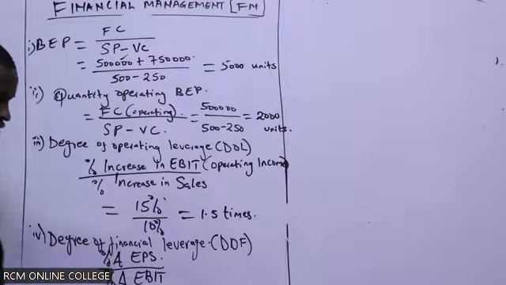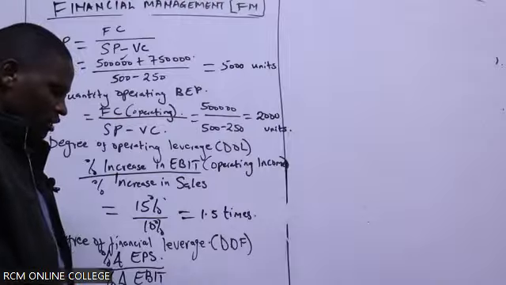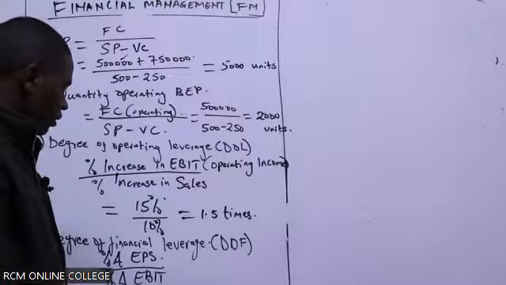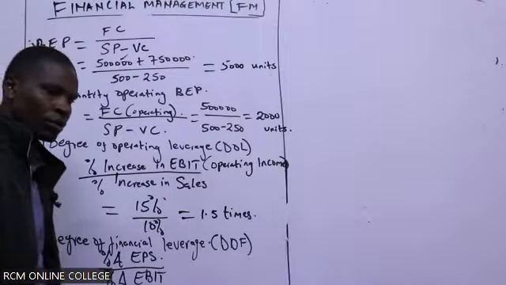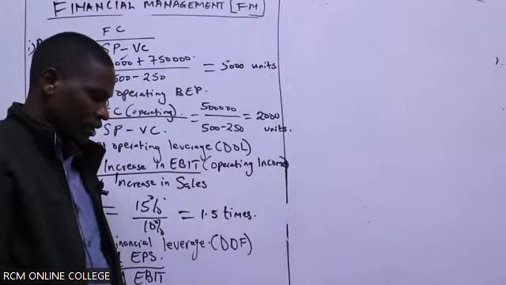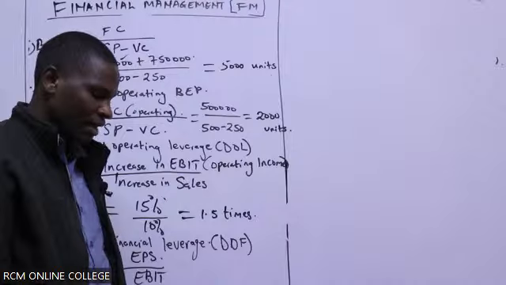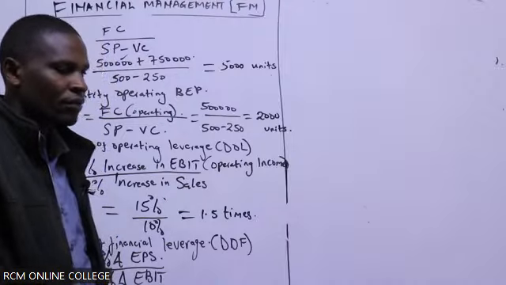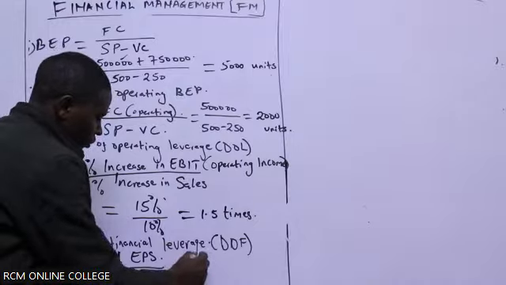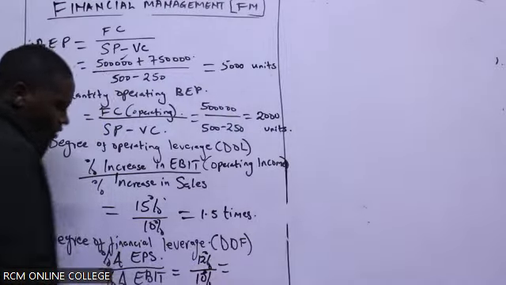Percentage change in EPS, and we already have those. Now, what are we told here? EPS changes by 12%, and our EBIT is changing by 10%. If the firm's EBIT increases by 10%, the firm's earning per share will increase by 12%. So we have 12 and 10, so it will be equal to 12% divided by 10%. And that will be how much?